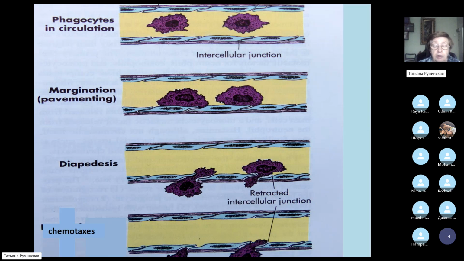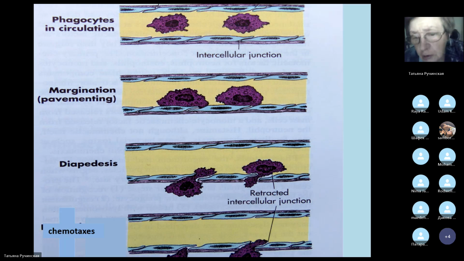Now, this is again the stages of phagocytosis. You see, there is a monocyte.